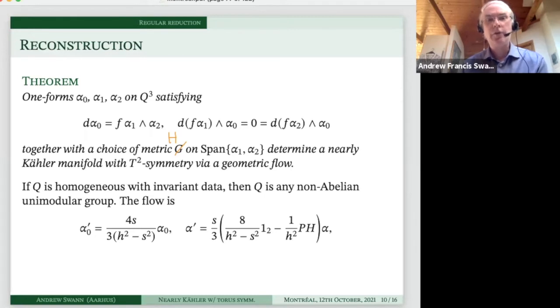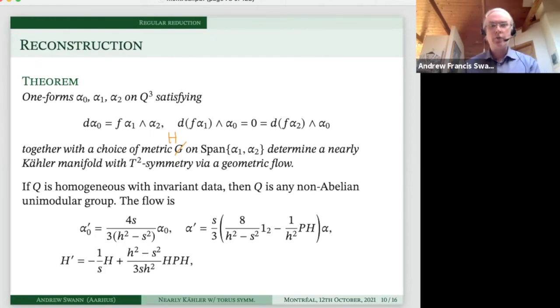So alpha 0 just scales proportionally with time. The alpha 1 and alpha 2, that's what I've collected in alpha here, behave in a more complicated way, a priori anyway. So there's an identity matrix factor here, and then there are two matrices here. H is your symmetric matrix of the metric. P is a matrix that comes from the structure constants.